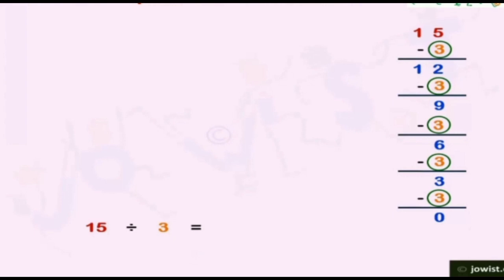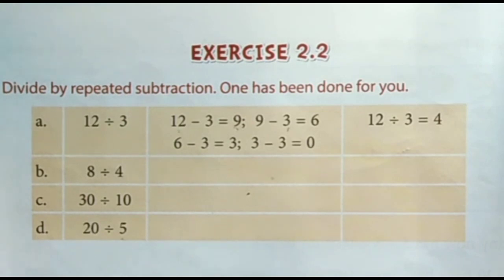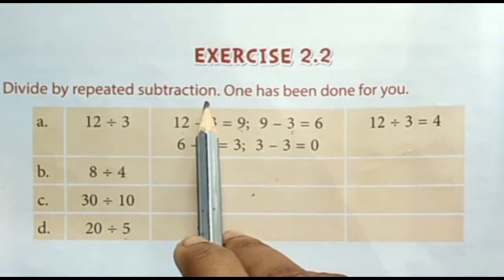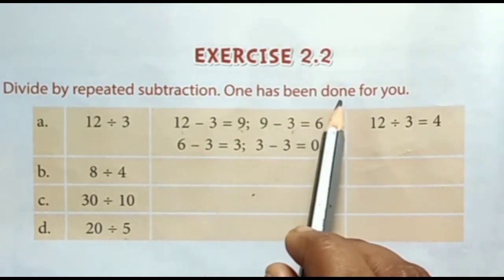Therefore, 15 divided by 3 equal to, yes, 5. So, this is the method of dividing by repeated subtraction. Children, take page number 80, exercise 2.2. Divide by repeated subtraction. Here one example has been given for you.